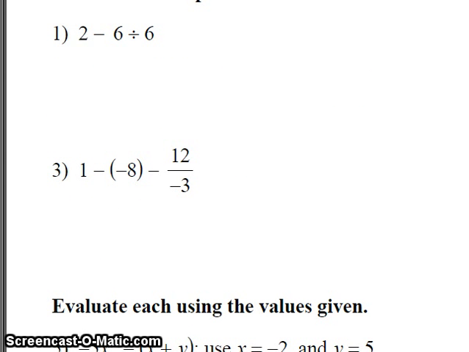Alright, let's try number 3. Again, we could go ahead and do this addition here. So it's going to be 1 plus, and then we'll do this division. 12 divided by negative 3 is negative 4. We don't want to lose that extra minus sign in there. Of course, that's going to make a positive. So 1 plus 4 is how we're going to end up with that, which is 5. All right. So what I want you to do is pause the video and go ahead and work number 2 and number 4.